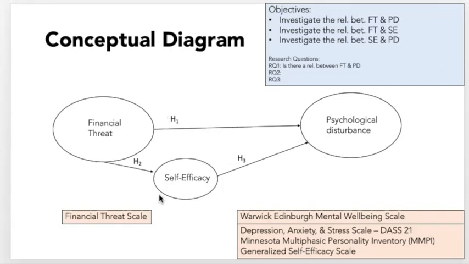But as a researcher, I think it's not just the financial threat. The financial threat could affect efficacy, and efficacy in return could affect the psychological status of a person. So we have demonstrated this using this particular conceptual diagram. And you could add different other ones here as well. Not just self-efficacy, maybe it affects someone's self-esteem as well.